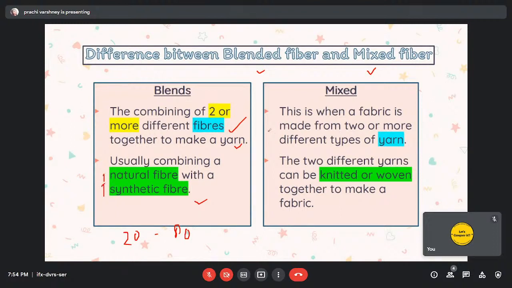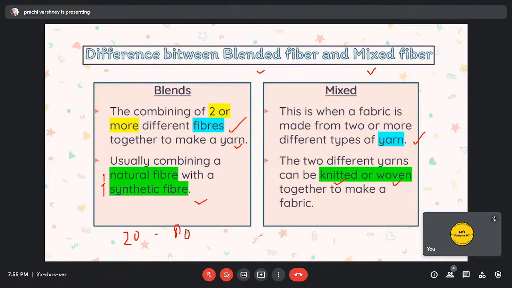Okay, in the mixed fiber, what is the main difference? Here we are mixing two yarns. In the blends, we are mixing two kinds of fibers, but in the mixed fiber, we are mixing two types of yarns. That can be knitted or woven yarn. So these two are the techniques by which we can make different kinds of fabrics.